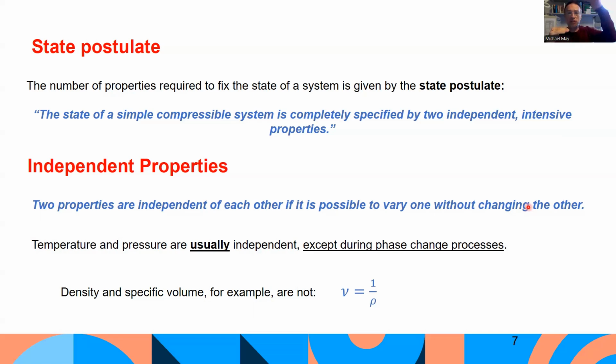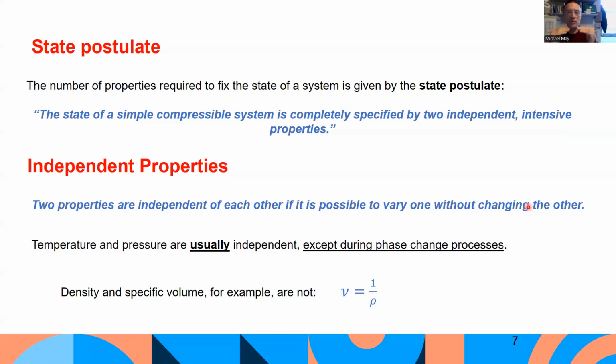So we can raise the pressure and the temperature stays the same. We can raise the temperature and the pressure will stay the same. The only exception to that is when we're going through a phase change, and water, let's say, is going from the liquid state to the vapor state. It undergoes what we call the latent heat of evaporation. All the energy goes into turning the water into a vapor, and the pressure and temperature are constant at that point. So they're regarded as being dependent upon each other.